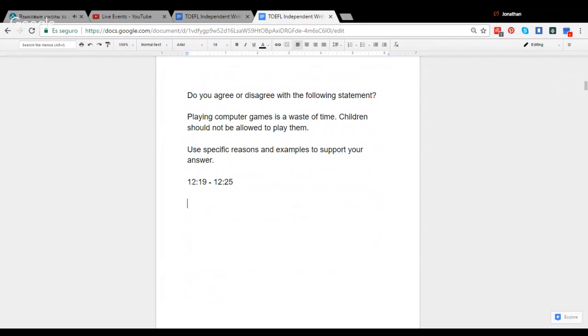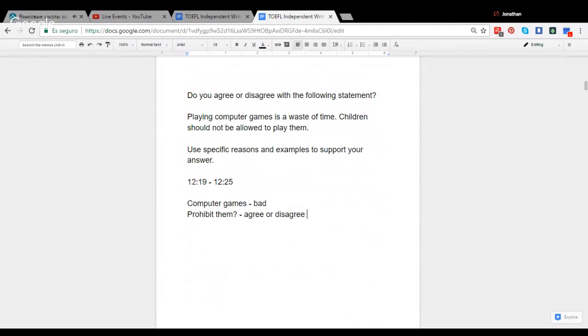Okay, so computer games, that's a waste of time. So basically bad. And basically this idea of not allowed to play them, so prohibit them. So, agree or disagree.